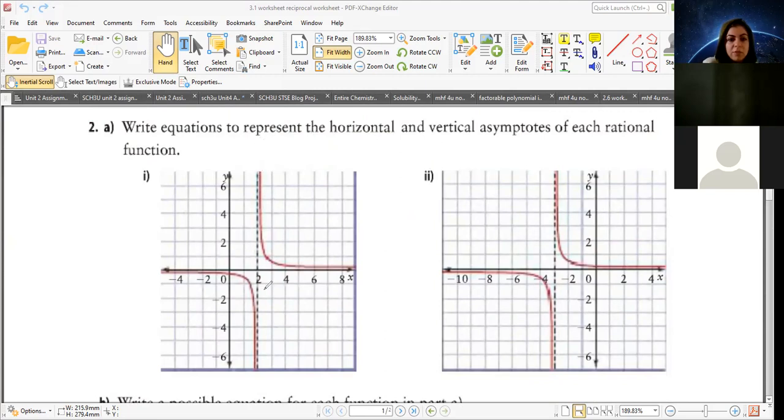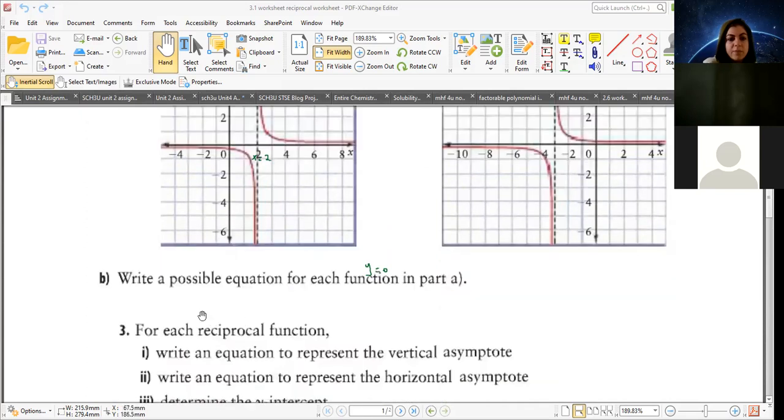Okay, see here my vertical asymptote, right? Which is x equal to what? X equal to 2. And my horizontal asymptote is the 1. So how do I know? Because my graph is just going toward it. Is y equal to 0. If this is like that, then yeah, it's just for A, you just need to write horizontal and vertical asymptote.